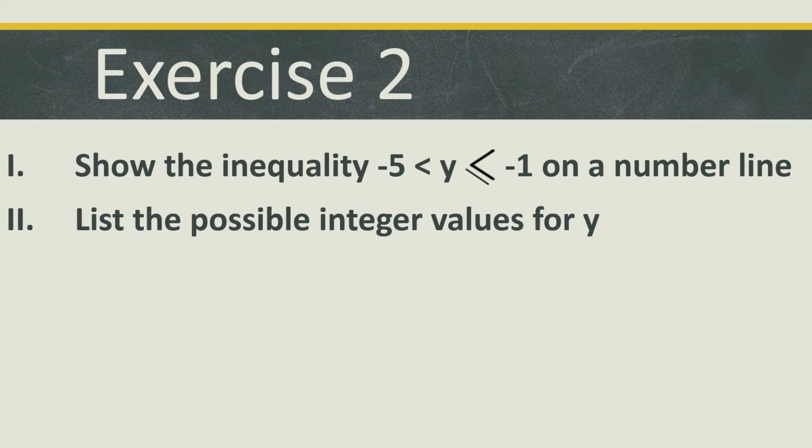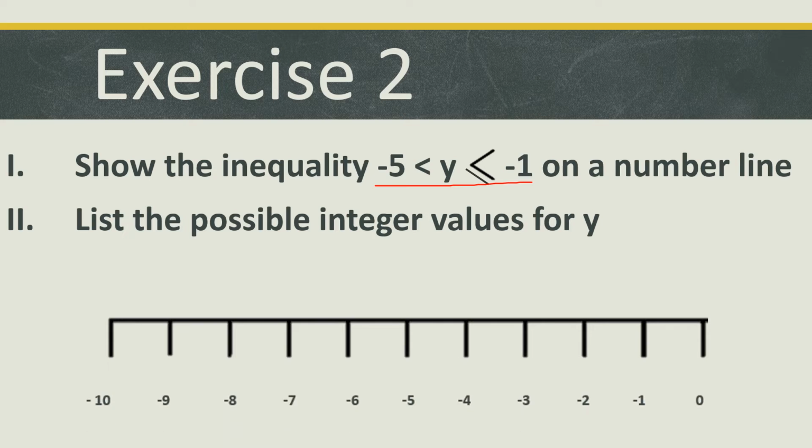Let's move on to exercise number 2. We have to show this inequality on a number line, and we also have to list the possible integer values for y. Let's look at the number line. So y is greater than -5, but it has no chance to be equal to -5. So -5 would not be included as a possible integer value for y.